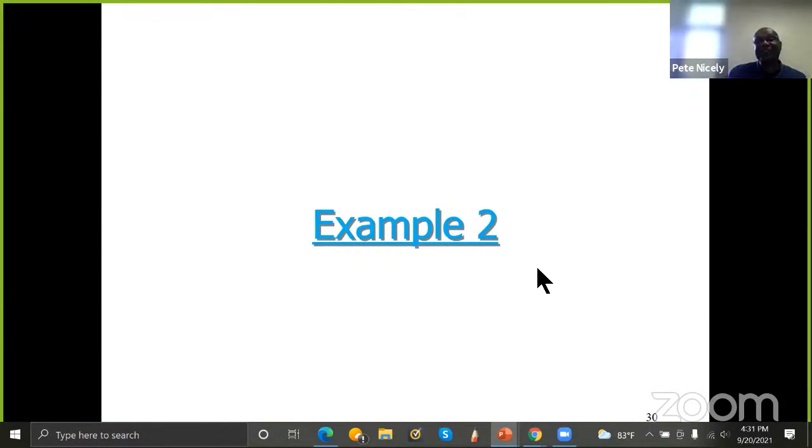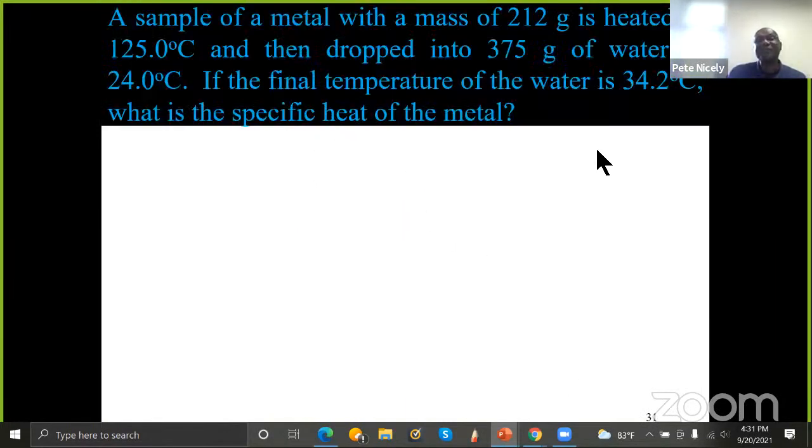So this brings us now to example 2. Now, this one is a bit wordy, admittedly, but this is based on not only what we learned with respect to specific heat, but what we just learned with respect to conservation of energy. So this question says, a sample of metal with a mass of 212 grams is heated to 125.0 degrees and then dropped into 375 grams of water at 24.0 degrees Celsius. If the final temperature of the water is 34.2 degrees Celsius, what is the specific heat of the metal?